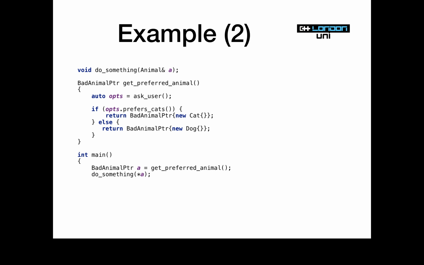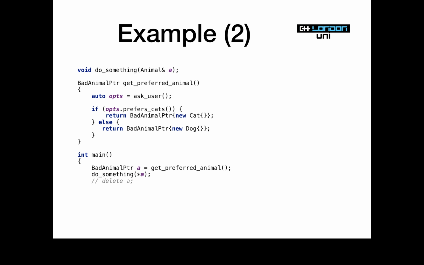So this is roughly what we had before, except I've changed from using Animal star, that is a raw pointer to an Animal, to using this smart pointer, this bad smart pointer. We'll see why it's bad in a minute. I had to name it bad just in case anybody sees that slide in isolation and thinks, oh, that's how I write a smart pointer. That's why I called it bad.